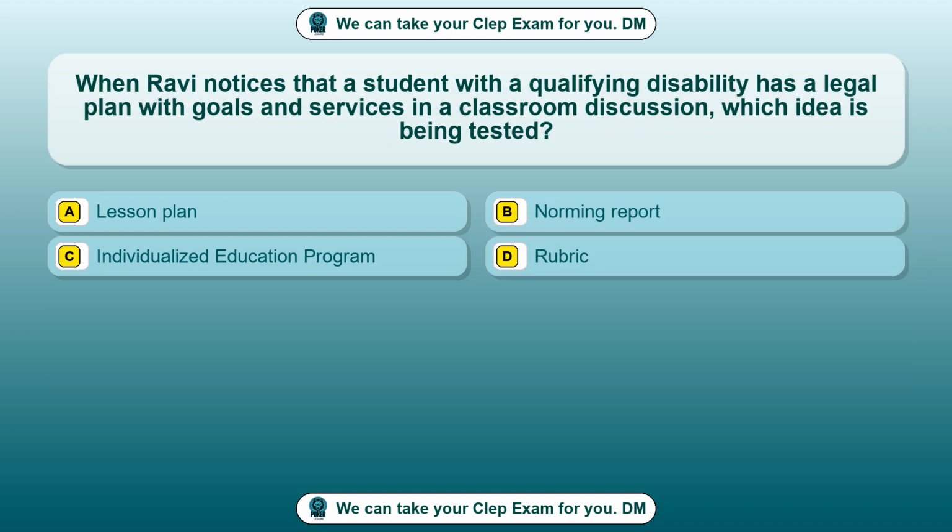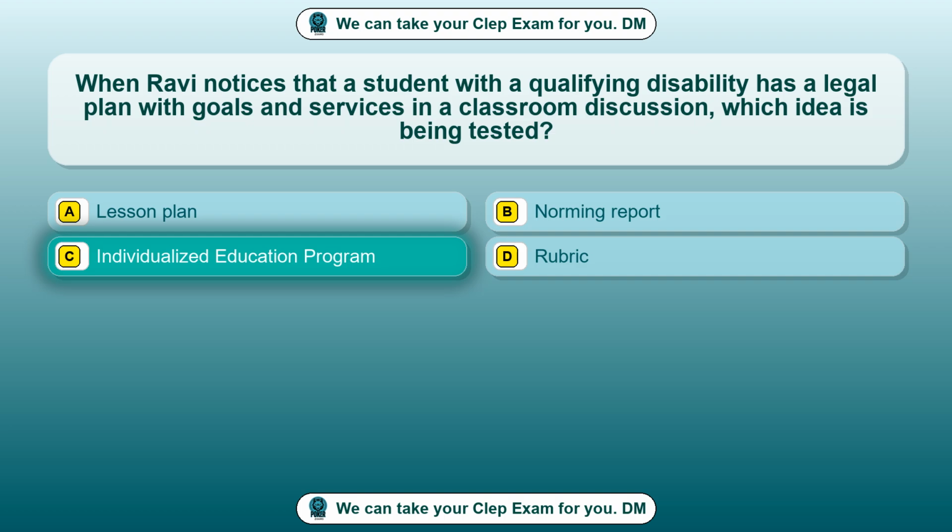Question 62. When Ravi notices that a student with a qualifying disability has a legal plan with goals and services in a classroom discussion, which idea is being tested? Option A, lesson plan. Option B, norming report. Option C, individualized education program. Option D, rubric. The correct answer is option C, individualized education program.